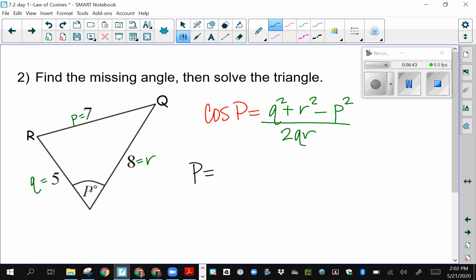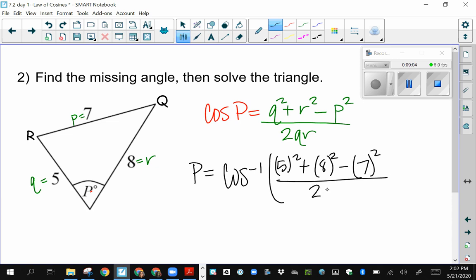Okay, so I'm going to do 2 steps in one here. I am going to solve for P by doing the inverse cosine, and then I'm going to substitute the numbers. So Q and R, that should be 5 squared and 8 squared. Do you see that those are the two sides that surround angle P? Then I'm going to subtract side P squared and then divide by 2 times the first two things I wrote in the top. Eventually you'll memorize it.